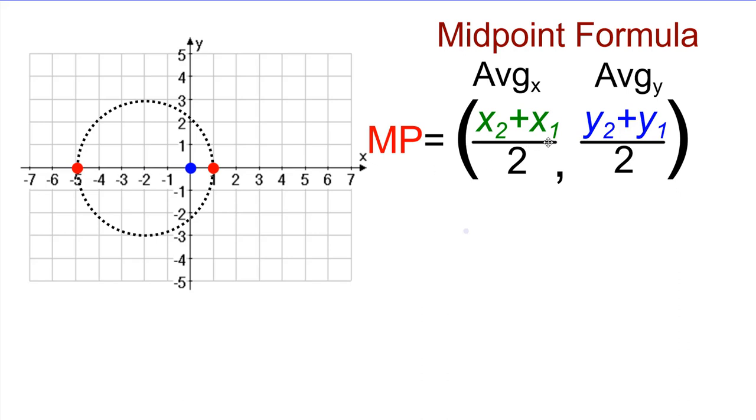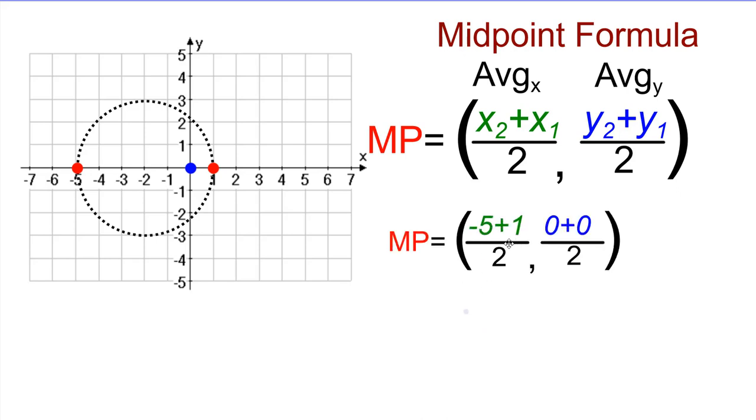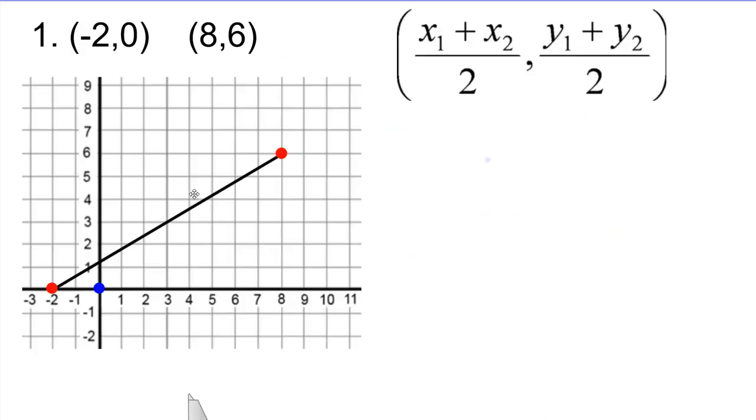But if you have to find the averages, we're going to do the average of the x. From -5 to +1, that's going to give us -4. Half of -4 is -2. So (-2, 0) is going to be our midpoint. And then 0 and 0 is 0. Half of 0 is still 0. So our midpoint is (-2, 0). Now that we know the center and we can find the radius, we can find all the other possible points. And that's what we'll be doing tomorrow when we do the equation of a circle.